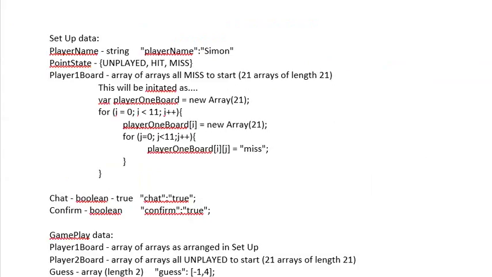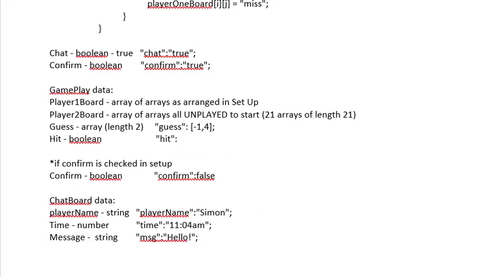During the setup, the data that is being sent includes the player's name, an initial board which is initialised with all misses, and player 1 then converts particular points to hit, and we also have whether or not we've got chat enabled and whether or not we want confirmation assist.